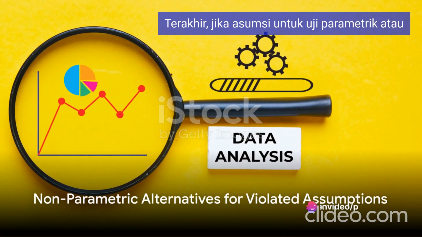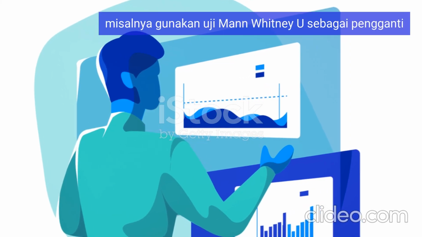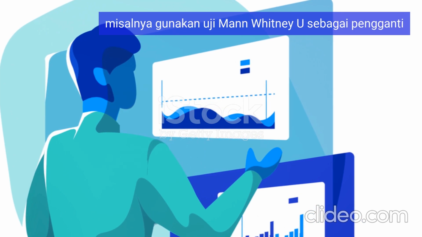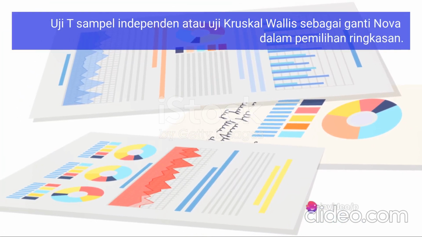Finally, if assumptions for parametric tests are violated, consider non-parametric alternatives. For instance, use the Mann-Whitney U-test instead of the independent samples t-test, or the Kruskal-Wallis test instead of ANOVA.